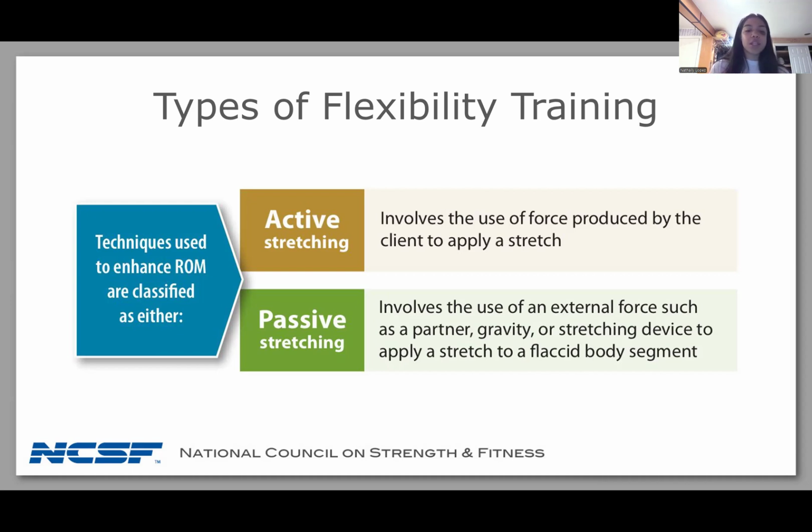What I really think that you can think about this as is flexibility and mobility. Mobility is very much like active stretching, and for flexibility, you're going to be using passive stretching. So active stretches are also something that you want to use for your warm-ups. You want to do a lot of active stretching in your warm-ups and passive stretching at the end of your workout as a cool down.